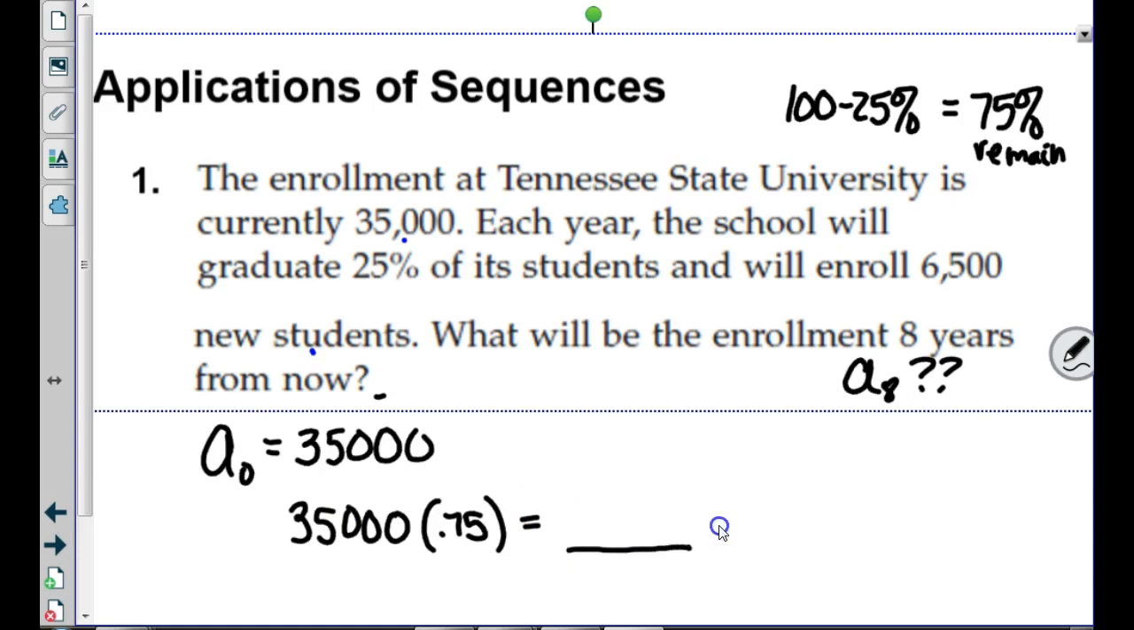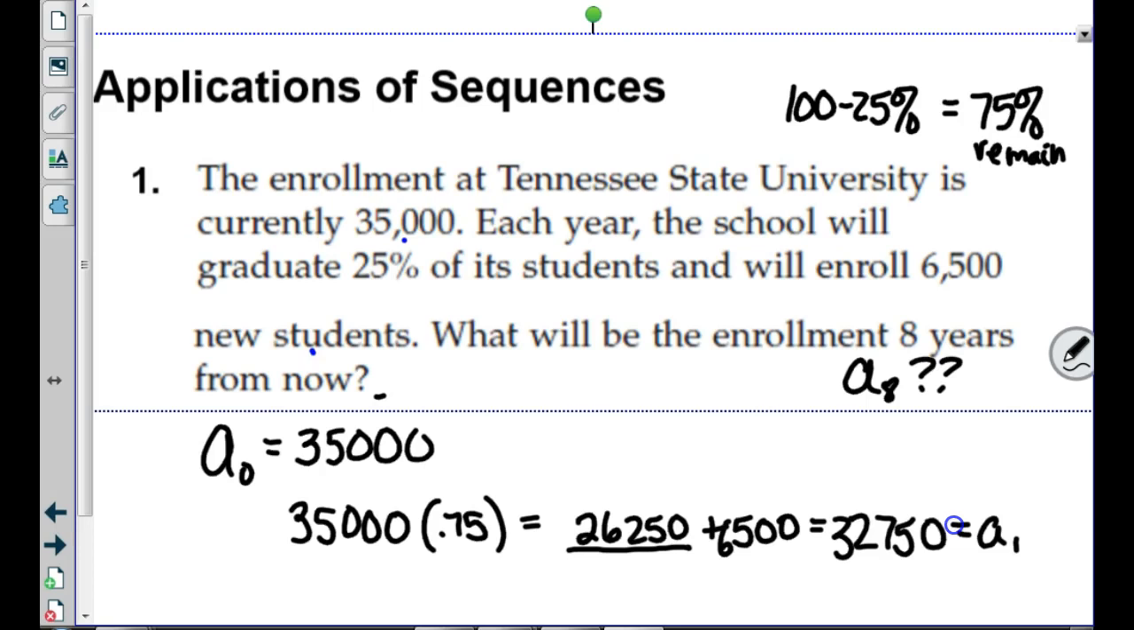And then onto that number, another 6,500 students will be added. Whoops, I can't write. So we'll be back up to 32,700. Okay, so this is going to be after 1 year. Now we could keep doing that by hand, but we could also do it on the calculator.